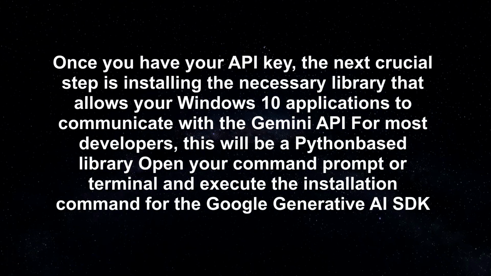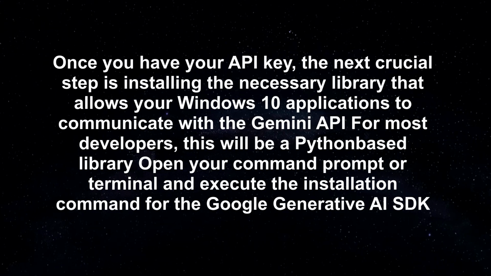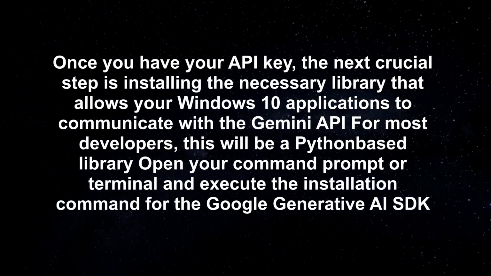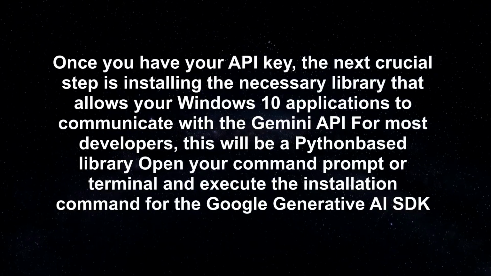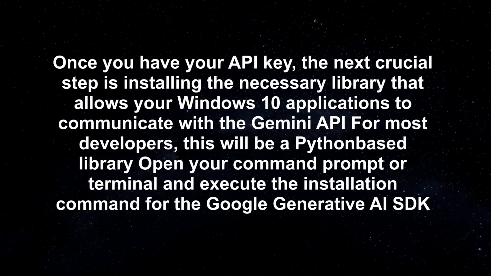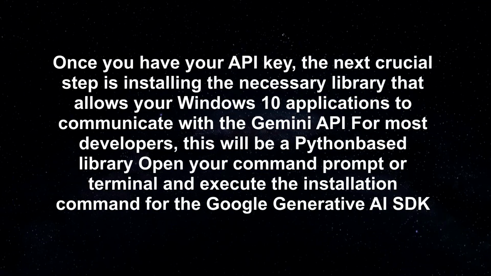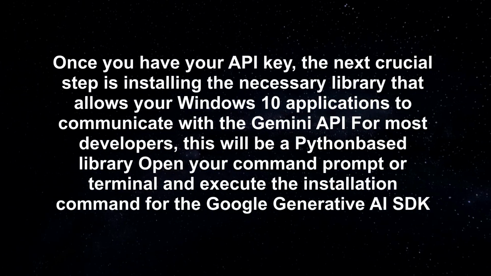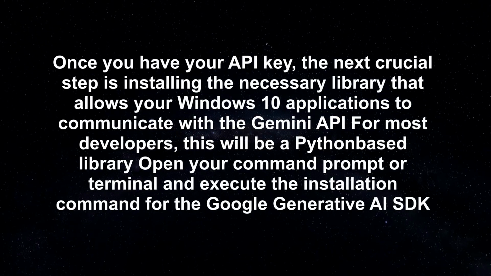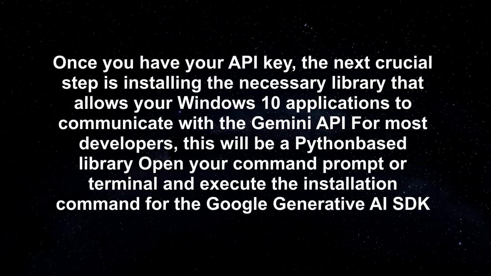Once you have your API key, the next crucial step is installing the necessary library that allows your Windows 10 applications to communicate with the Gemini API. For most developers, this will be a Python-based library. Open your command prompt or terminal, and execute the installation command for the Google Generative AI SDK.